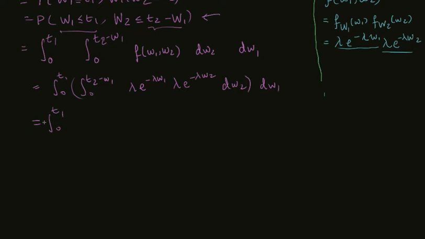I can take the lambda outside. I have e to the minus lambda W1 here. And then what I will have to do is integrate lambda e to the minus lambda W2 with respect to W2. And the antiderivative of that is minus e to the minus lambda W2. And I will evaluate it from 0 to T2 minus W1. And I have to integrate all of this with respect to W1. And basically what I see is the inner integral integrates to 1 minus e to the minus lambda (T2 minus W1).